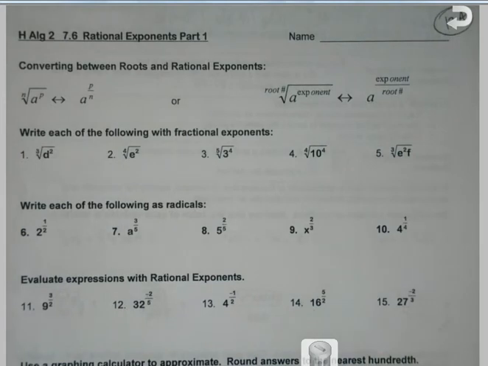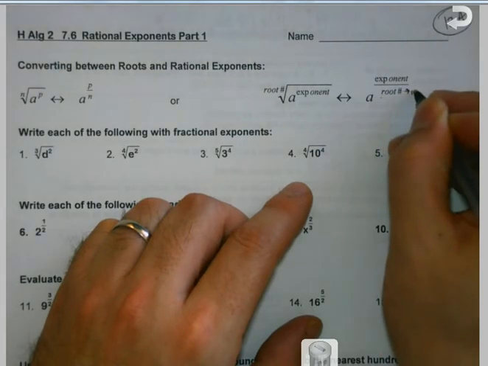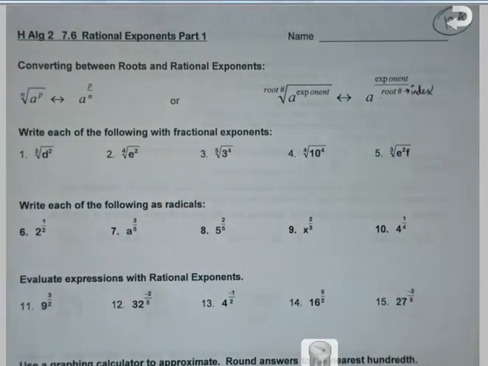Okay. We're going to keep working here with our radicals and our exponents, and sort of like what we were just getting done talking about. And again, this root number, sometimes it can be referred to as a root number. Mathematically, we like to refer to it as an index. And we can go back and forth between radicals and exponents.